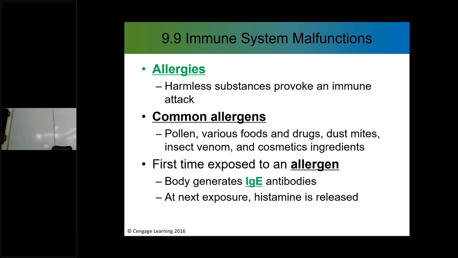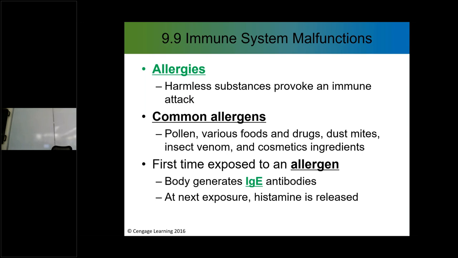So harmful substances provoke an immune attack. Can this immune response be fatal? Yes. Some people have a very severe allergy to peanuts, to nuts. How about bee stings, right? Those are just two examples that can be devastating to a person who is very allergic, very sensitive to those substances. Pollen, foods, drugs, dust mites, insect venom, cosmetic ingredients, right? These can be common allergens that can stimulate an immune response and can make a person very, very sick.